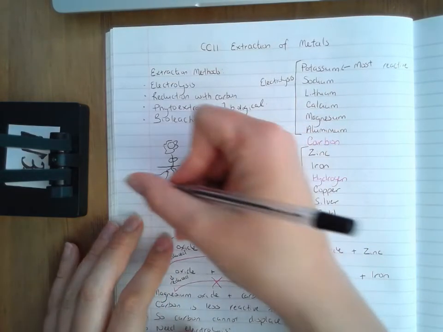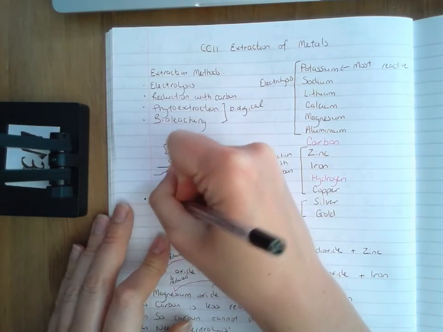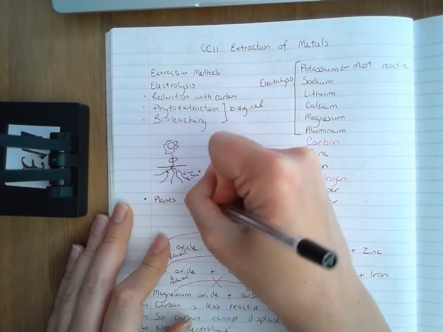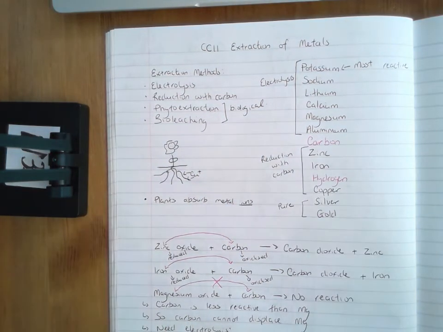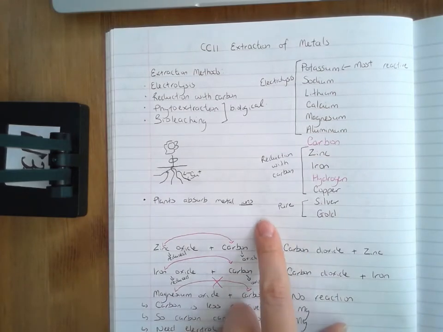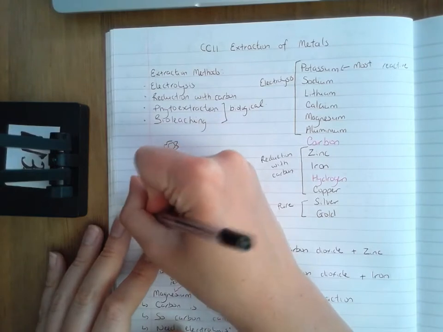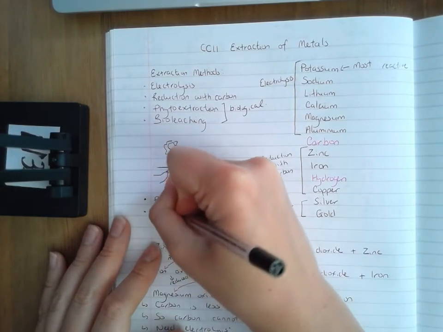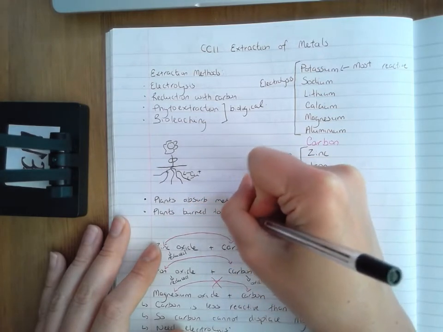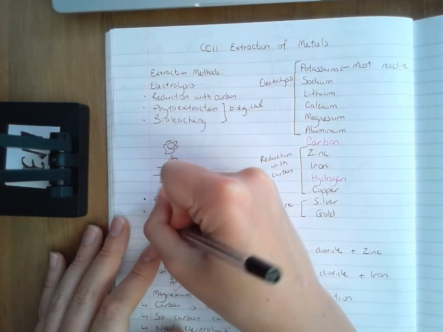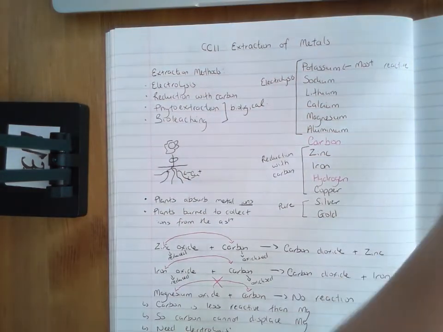Okay, so you burn the plant to harvest it, and you can then extract the metal ions from the ash. Plants can absorb metal ions, and you have to say metal ions, okay, because they're not going to absorb solid pieces of metal. They have to be in ion form. Plants absorb metal ions, and then plants are burned to collect the ions from the ash. Okay, so that is how phyto extraction works.